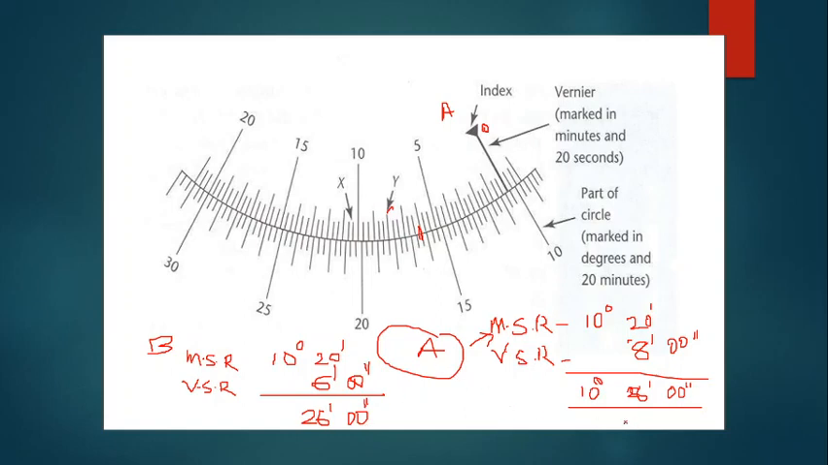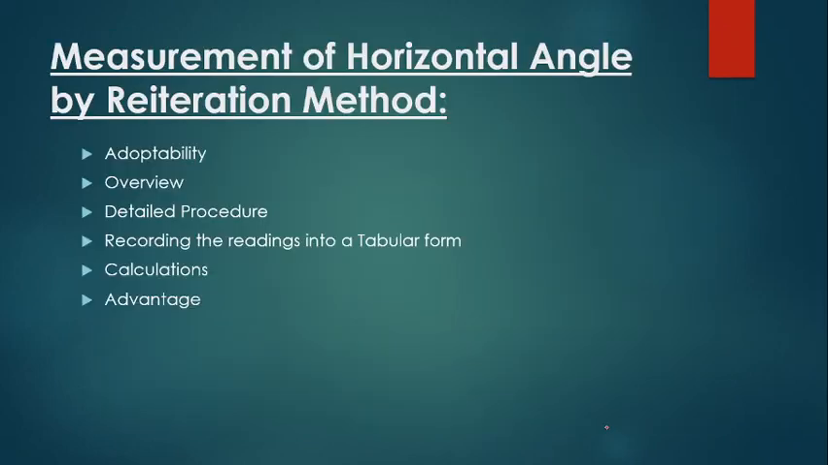So in vernier A scale reading, I should enter degrees, minutes, and seconds, whereas in vernier B, only minutes and seconds are to be entered in the tabular form. Then finally, the mean or average angle is the average of these two. For instance, the average is 10 degrees, 27 minutes, and 0 seconds. And like this, you are going to repeat the entire process a number of times whenever you need to enter the reading into the tabular form. Okay. Now with this, we'll go into the method of measurement of horizontal angle by the reiteration method.